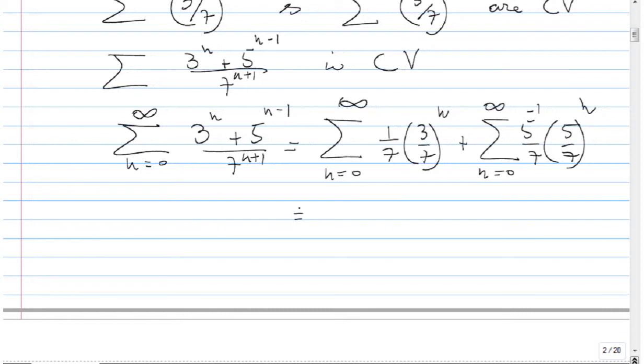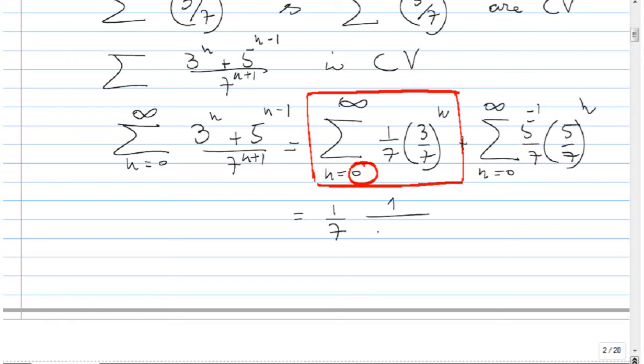So now we use, of course, the geometric series formula for each one of them, okay, and keep in mind that we're going from 0. If you go from 1, you have a different formula. If you go from 2, you have a different formula, okay? But here we go from 0, so we can use the formula, which is 1 over 7 times 1 over (1 minus 3 over 7), plus 5 to the power minus 1 over 7 times 1 over (1 minus 5 over 7). So we found the sum, so this ends the problem.